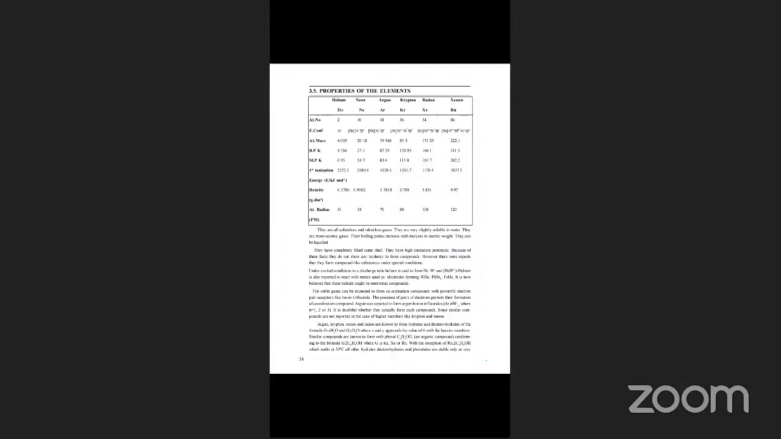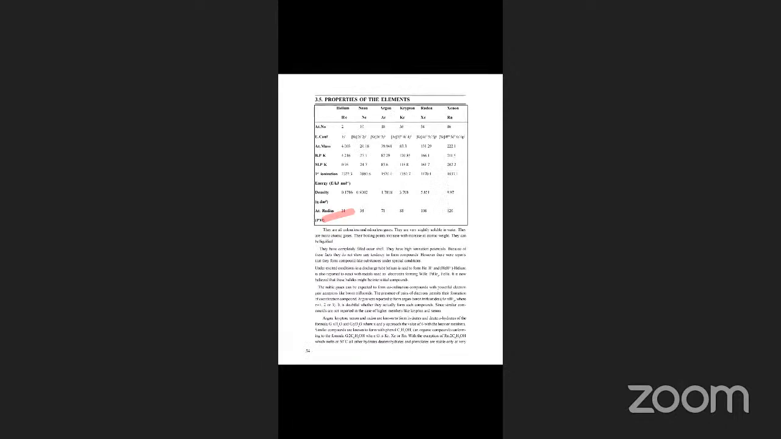See the properties. They are all colorless and odorless gases. The zero group elements are colorless and odorless gases. They are very slightly soluble in water. They are monoatomic gases. The boiling points increase with increase of atomic weight. They do not show any tendency to form compounds. However, it has been reported that they form compound-like substances under special conditions. So these are some important chemical properties.